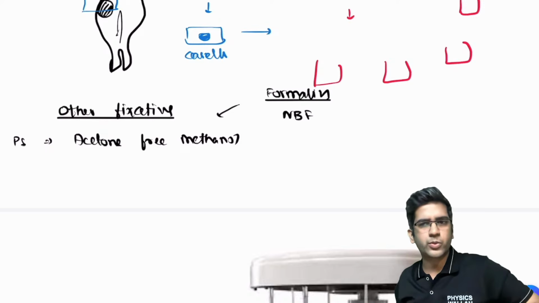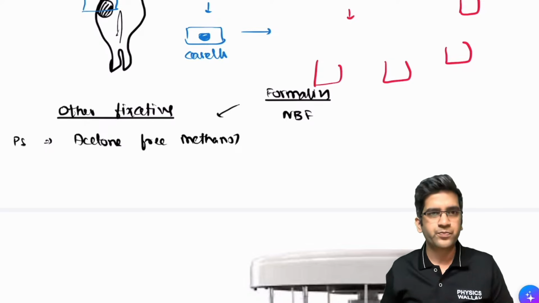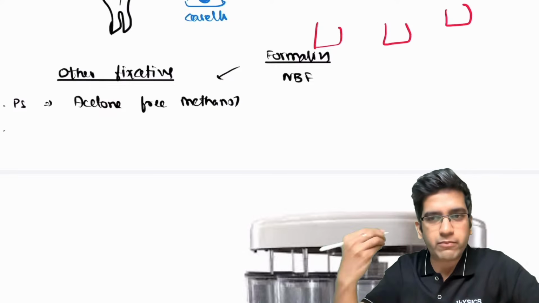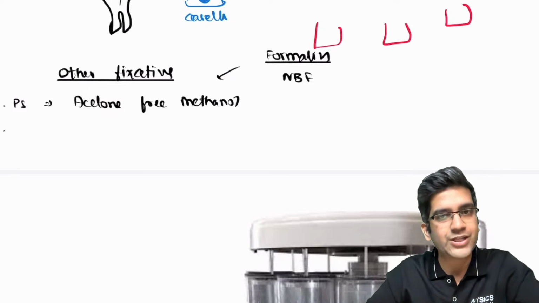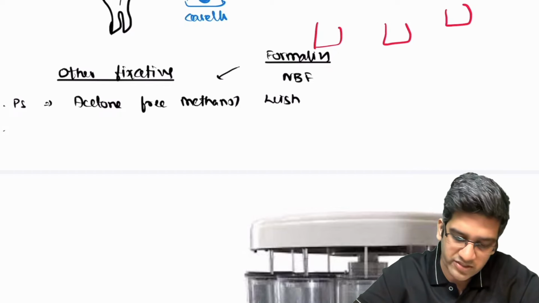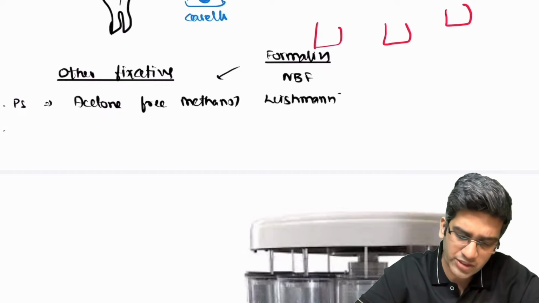Facti, can you rephrase your question? 5 to 10 minutes to cut the tissue means? Can you tell me what you exactly asked so that I'll be able to better answer your question, right? Acetone-free methanol is a fixative used in Leishman stain. The normal Leishman stain, which you must have done in your first year, second year, everywhere, we use acetone-free methanol.